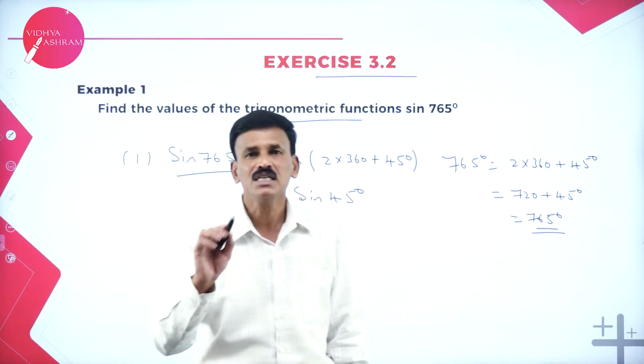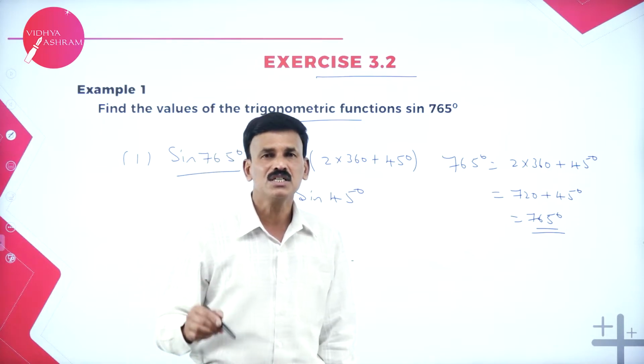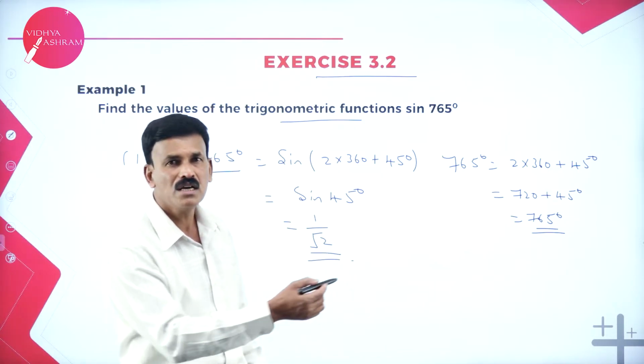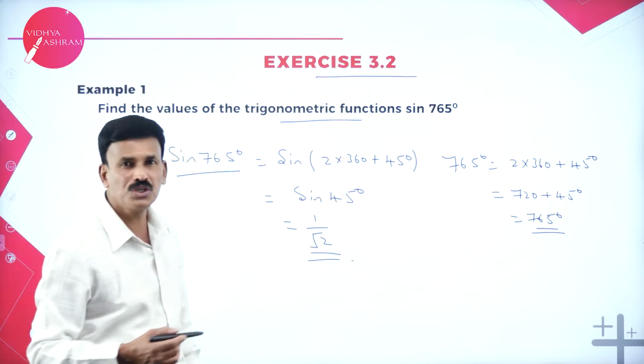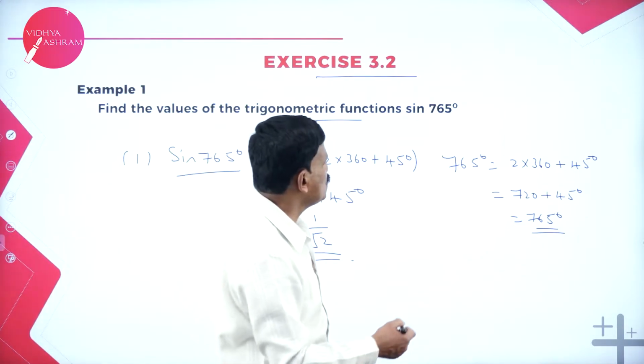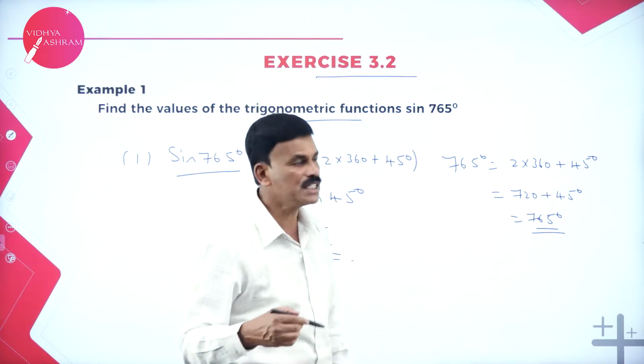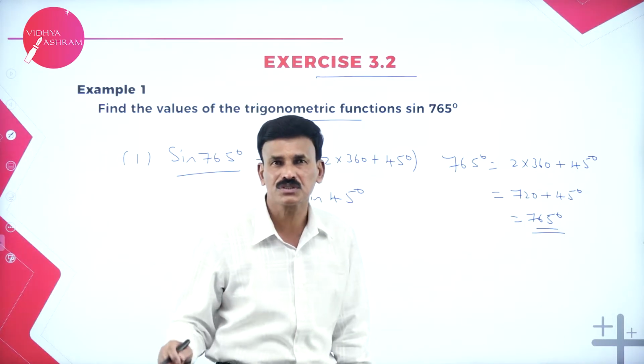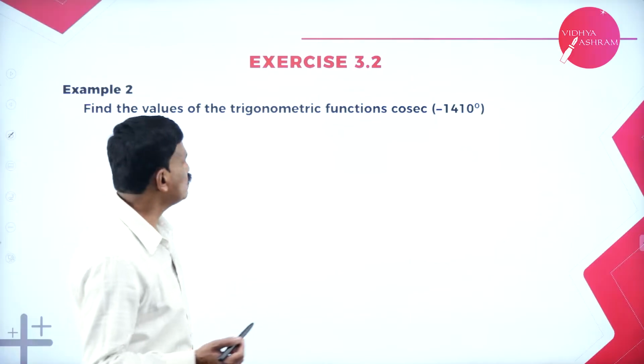Just convert 765 degrees into less than 90 degrees by using the relation 2 into 360 plus 45 degrees. Otherwise, you can also use 4 into 180 plus 45 as you wish. Now, let us come to the next problem.